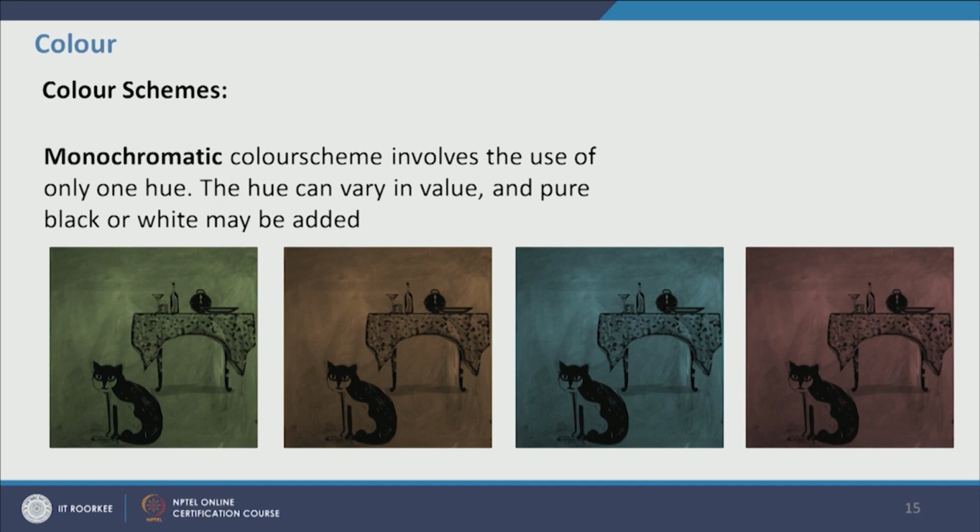So also we have the monochromatic color scheme. In a monochromatic color scheme, we have one single hue and variation in value. So we can have tints and shades of that particular hue. We can add more white to get tints, and we can add more black to get shades of the same hue, and we can play with the saturation of the hue.